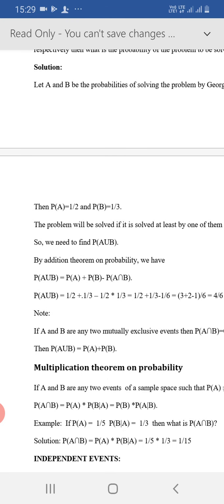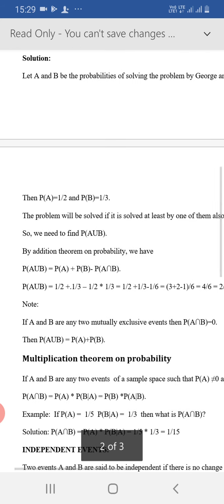Note: if A and B are any two mutually exclusive events, then P(A intersection B) is equal to 0, and in that case the addition theorem can be written as P(A union B) is equal to P(A) plus P(B). Here P(A union B) means the probability of either set A or set B, or both sets A and B.